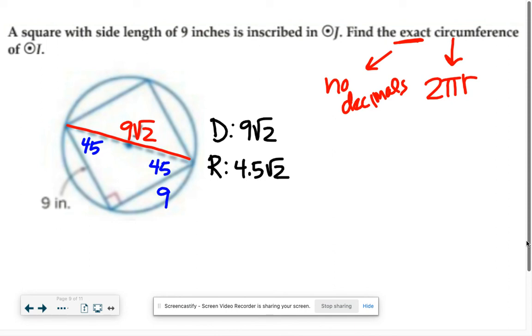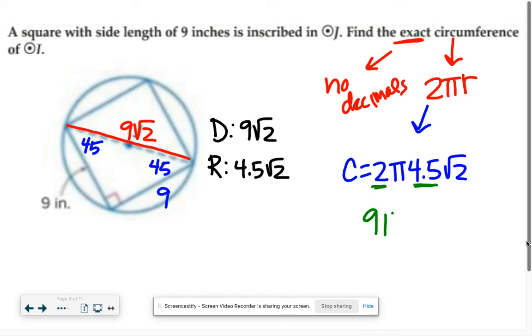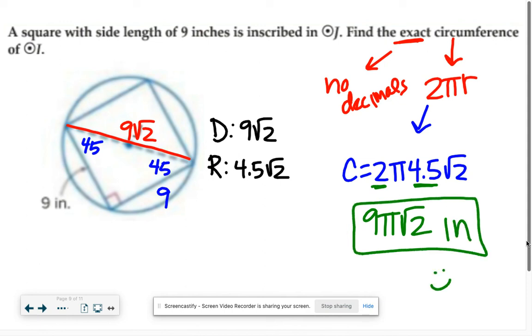Okay, so now let's plug into our circumference. So circumference equals 2 pi. Our radius is 4.5 root 2. So now we simplify a bit here, kids. 2 times 4.5 is 9. And then since they want it exact, we don't do anything else. We leave it with the pi, we leave it with the radical, so this is it. 9 pi root 2, do we have units, inches? That's it.